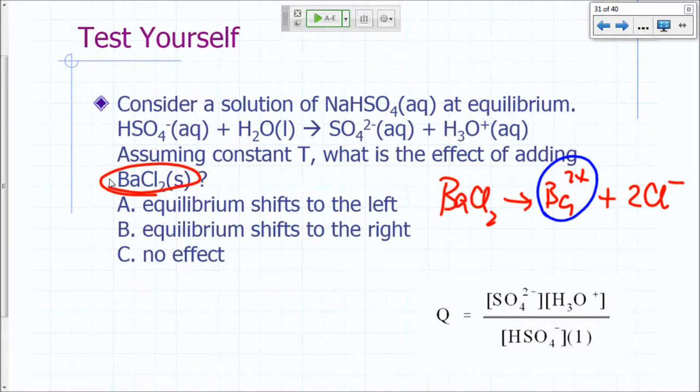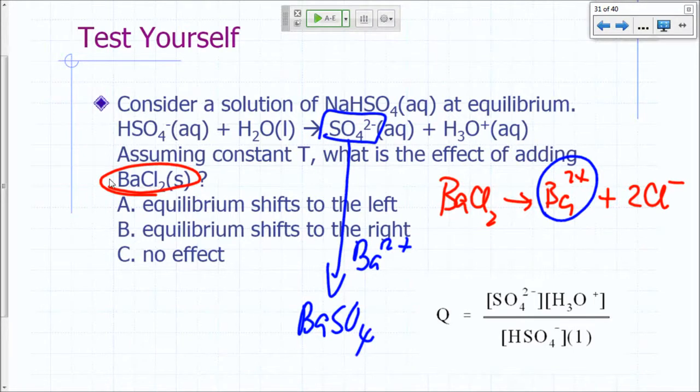Are we adding any reactant, removing any reactant? Okay, this is where your earlier class is going to haunt you, because now you have to remember your solubility rules. Barium and sulfate will precipitate. So what does barium do? It actually removes sulfate ions. It forms barium sulfate solid.